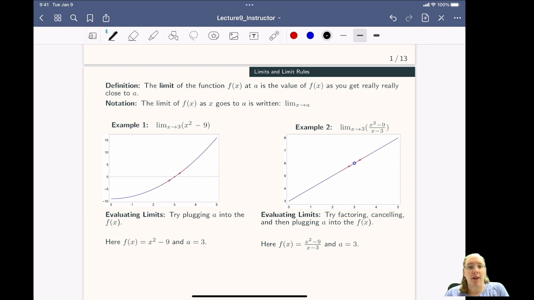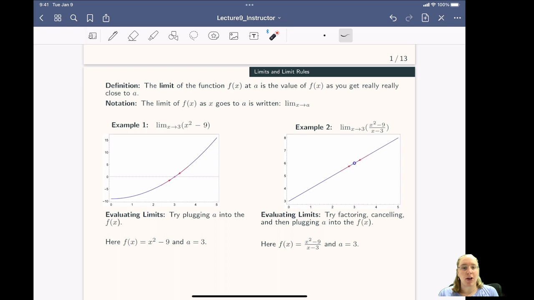The limit of a function f of x at a is how the function behaves as x gets really close to a. So I've drawn two examples of limits here. We can take the limit of the function x squared minus 9 as x approaches 3. So what happens to the function x squared minus 9 as we get really close to x equals 3? Well, we get closer and closer, and we eventually reach this point right here.